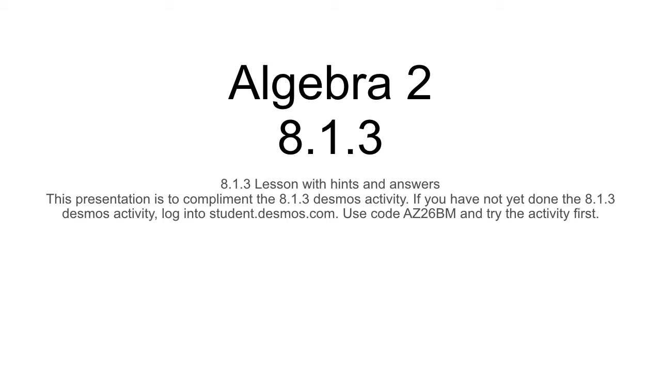This is Algebra 2, and this is for section 8.1.3. This presentation is to complement what you learned in the 8.1.3 Desmos activity. If you have not yet done the Desmos activity, please log into student.desmos.com, use the code AZ26BM, and work on the activity first.